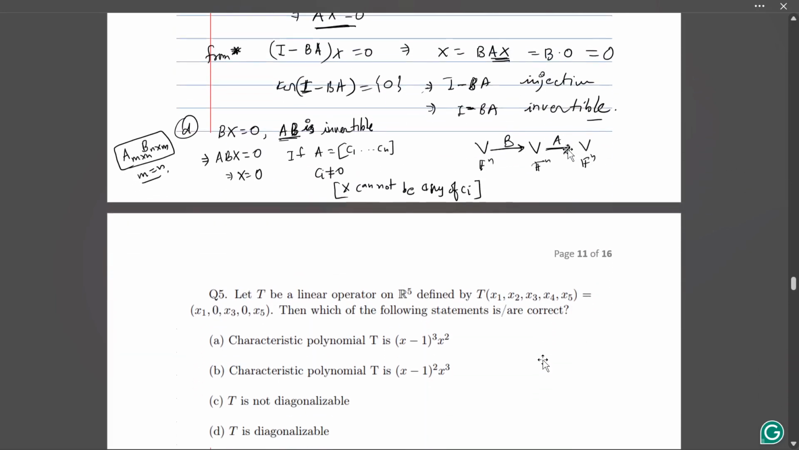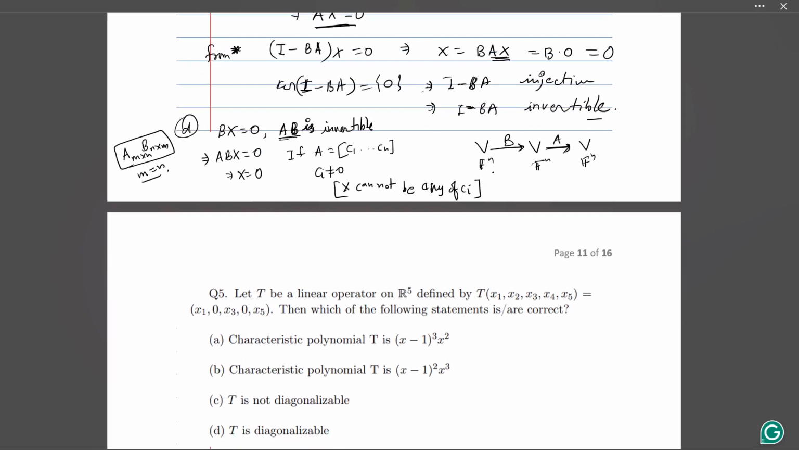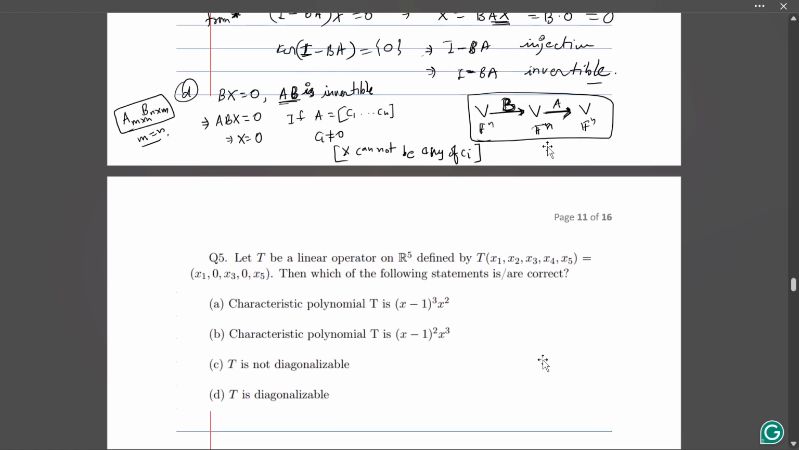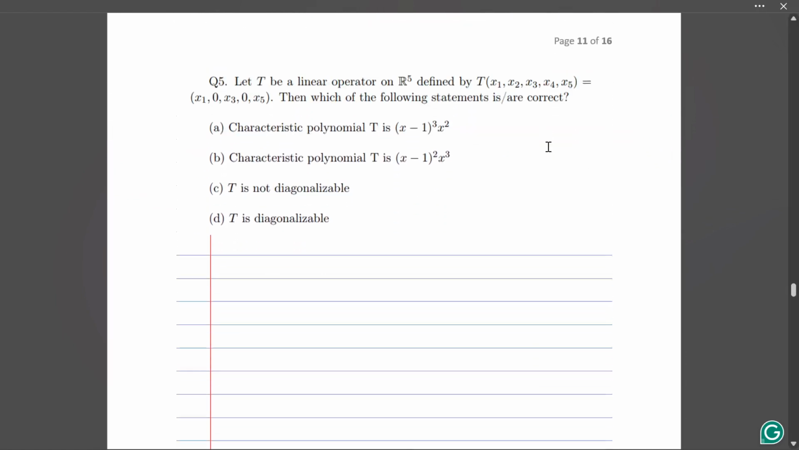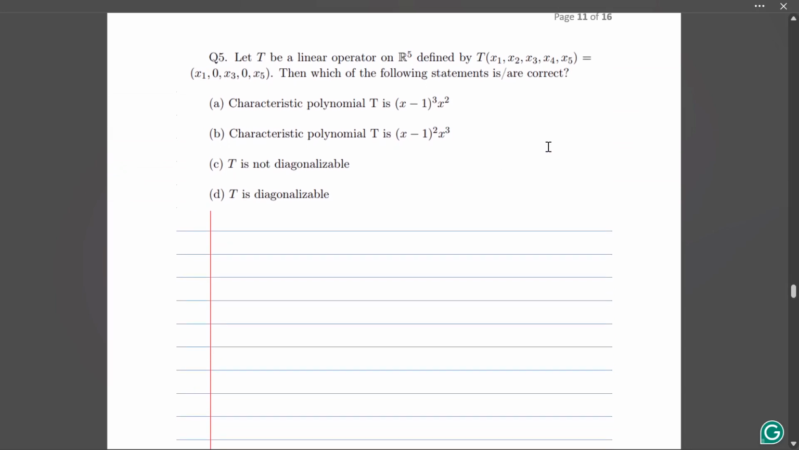Okay, what I'm doing here is using the rank nullity theorem. A is injective, then first B is injective. Why is B surjective? Because of the dimension argument, rank nullity theorem, like this. So B is an isomorphism in that. Okay, so let's see the next question.